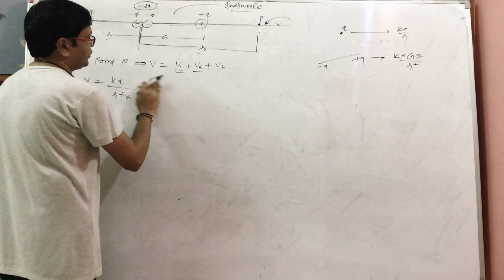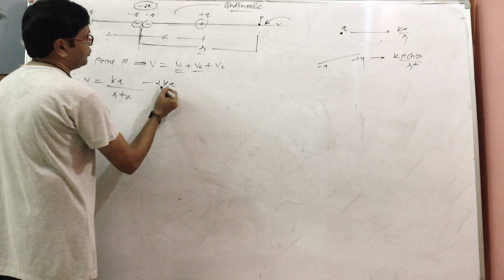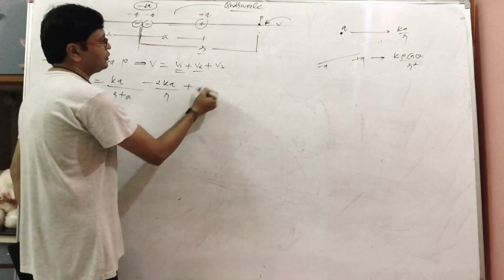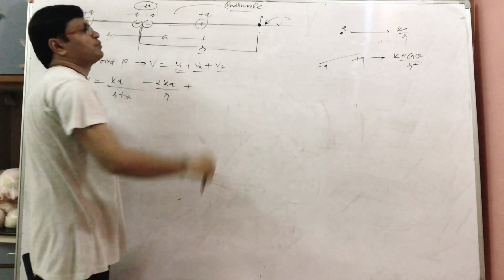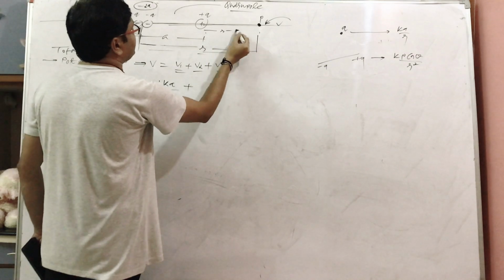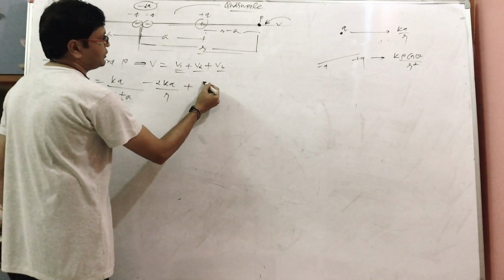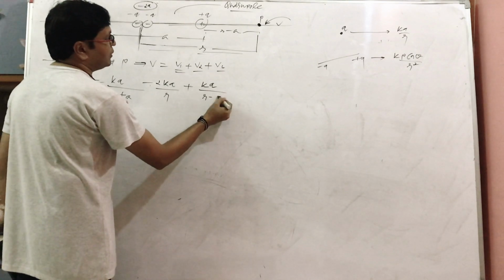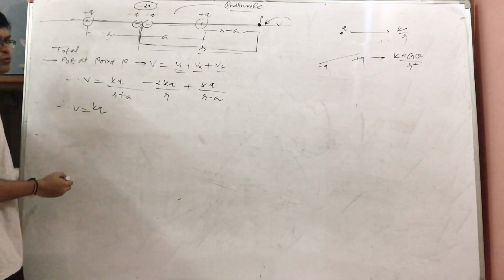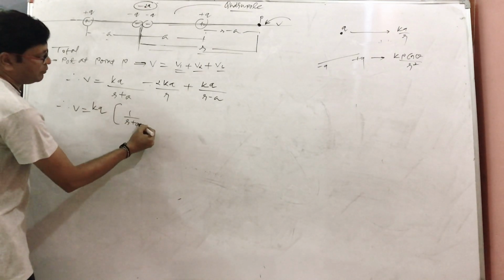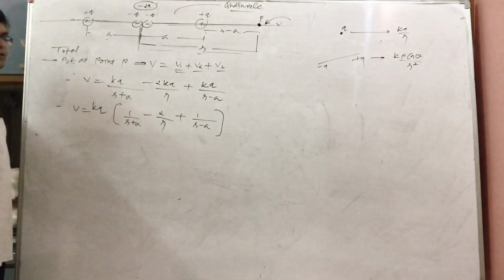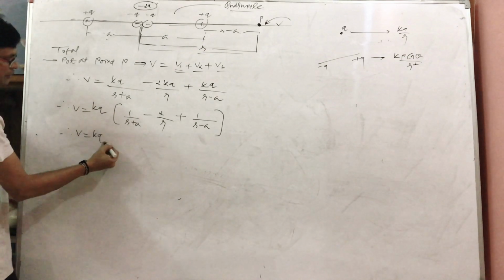It is at a distance r, but with a minus sign, so directly we can write minus 2kq upon r. K, charge to be taken is 2q. And then V3. What is the potential at point P because of this plus q charge? Obviously the distance is r minus a. So it is kq upon r minus a. Ready? Now from this equation it is clear that kq is common. So the remaining portion is 1 upon r plus a, minus 2 by r, plus 1 upon r minus a. Ready? Very easy process, simple mathematics.